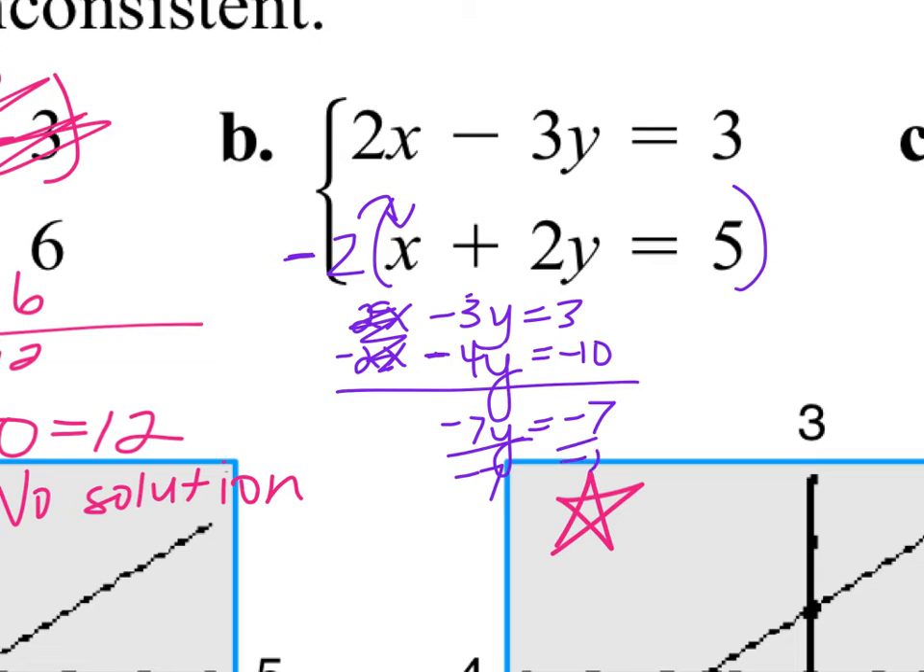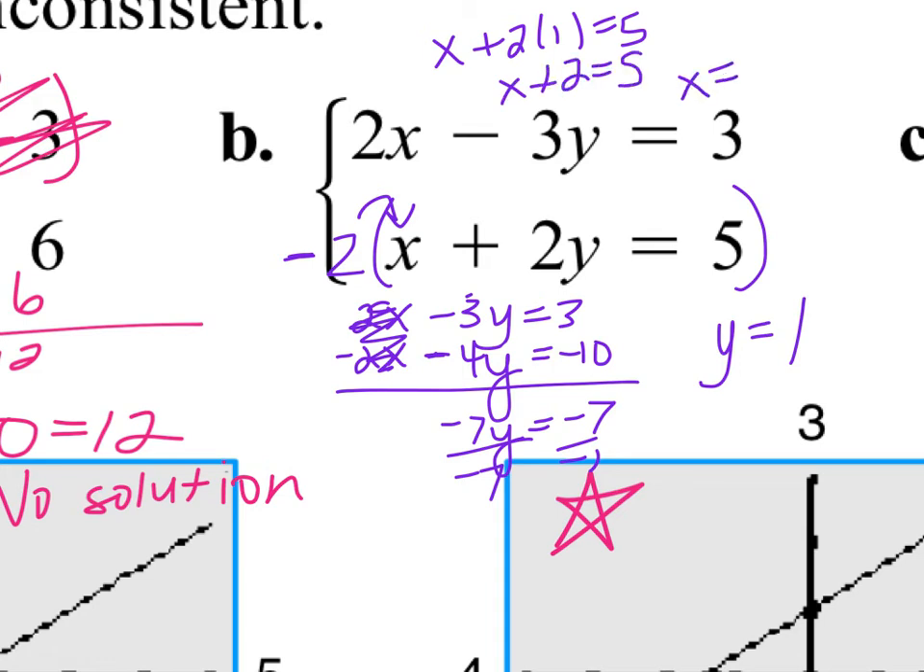And I come out with y equals 1. Now, how do I find out what x equals? Plug it back in. So I'm going to plug it into that second equation. I'm going to say x plus 2 times 1 equals 5. So x plus 2 equals 5. What does x equal? X equals 3. So my solution here is 3, 1.